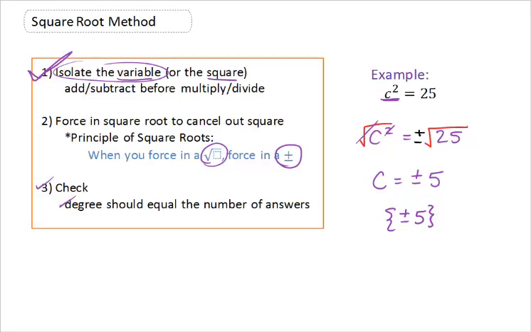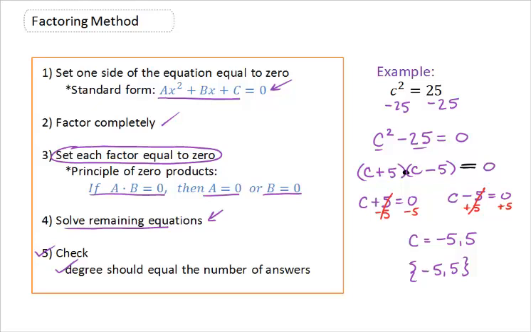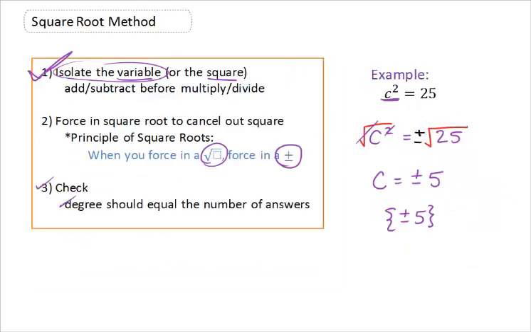So this is the exact same problem that I solved using my factoring method, and we got the exact same answers. They're just written in different formats. I'm going to leave the check part for you to do on your own, but let's at least check that we have the correct number of answers. This is a degree 2 problem, and we should have 2 answers, and we do. One of them being the positive of this answer, positive 5, and one of them being the negative of this answer, negative 5.